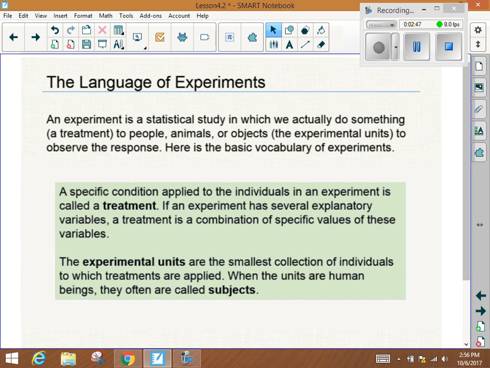I told you guys about that. All right, so if you're doing an experiment on birds, your experimental units are the birds. You're doing an experiment on plants, experimental units are plants. If you're doing experiments on people, we call them subjects.